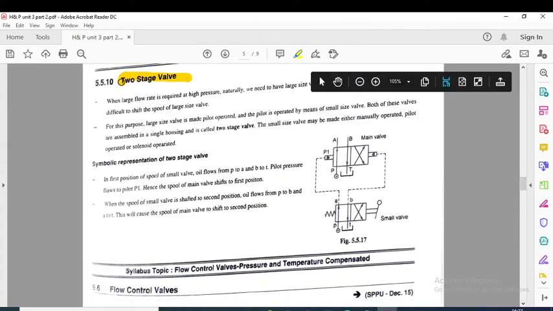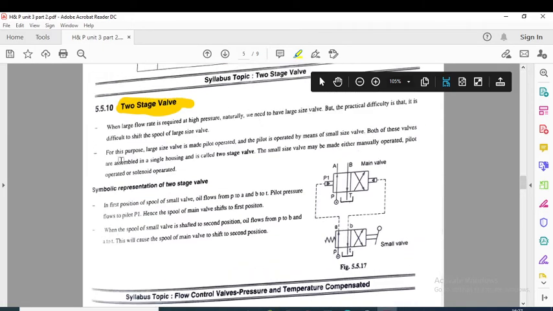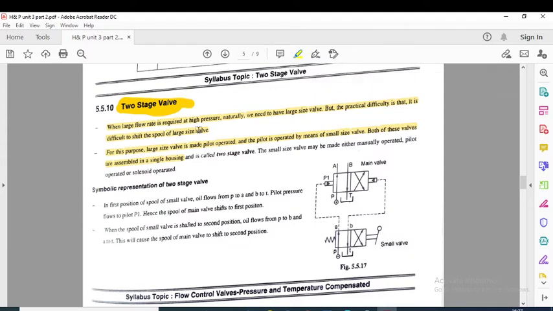Now we are going to see this two-stage valve. So what is a two-stage valve? The two-stage valve is actually a complete assembly of two valves. We are starting from this. When a large flow rate is required at high pressure, naturally we need a large size valve. But in practice it is difficult to ship the spool of a large size valve. Normally this happens when the size of the valve is very large, designed to operate at high pressure.